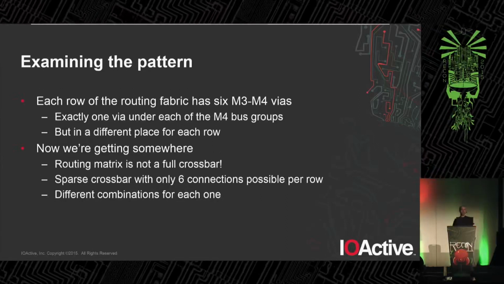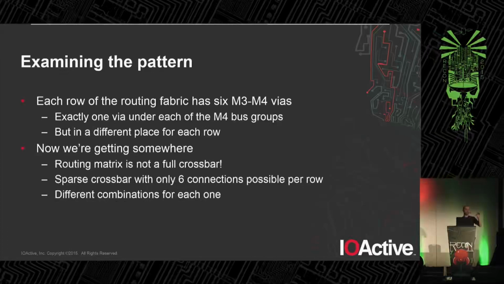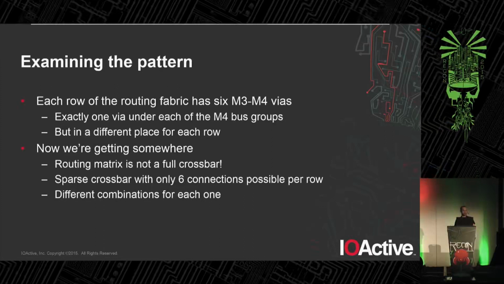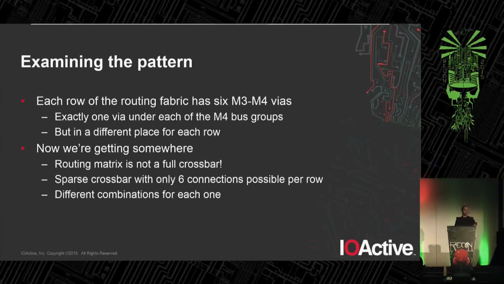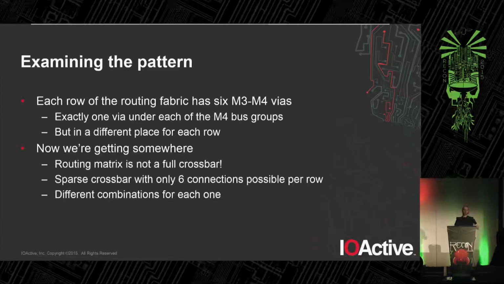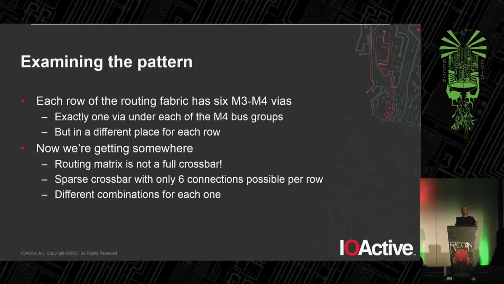The routing matrix is not actually a full crossbar. It is a sparse crossbar in which, of the 40 rows, each row can only pick 6 of the 65 inputs. But there's a different subset for each one. And the end result is that using all these subsets, you can select any unique subset of 40 of the 65. But you don't actually need a 40 by 65 crossbar.